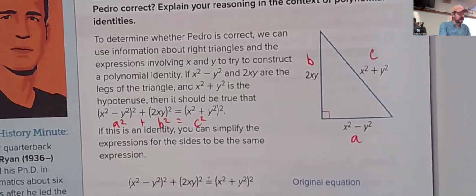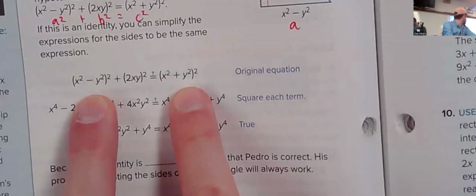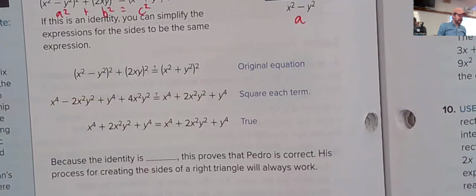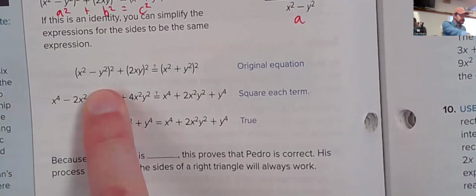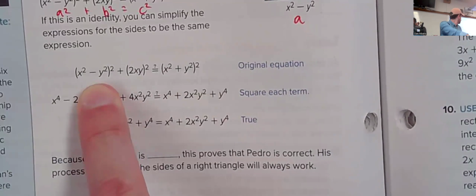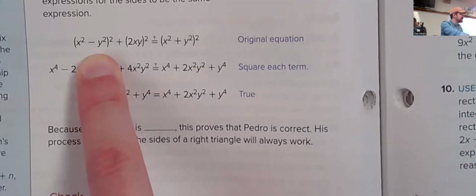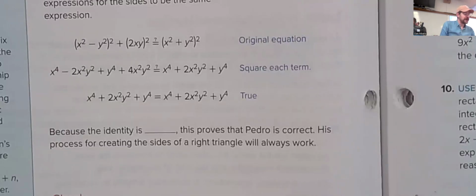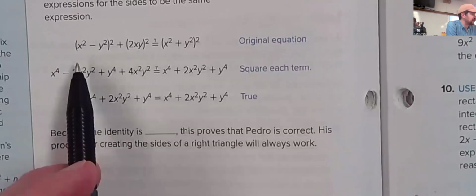So then we set up the equation, and we have to evaluate both sides of this equation. So let's get that going. If we square x squared minus y squared, that means you essentially have to FOIL. And if you want to write in an in-between step, you're welcome to do that. But I'm just going to say first, outer, inner, last.